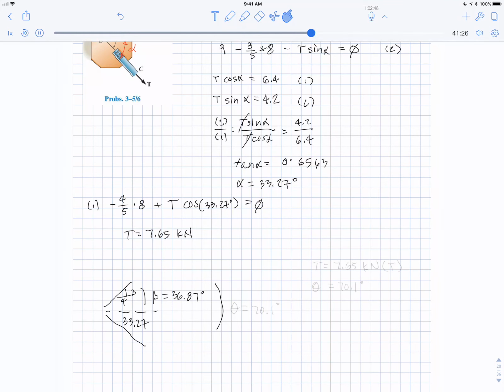So theta is the total of those two, and that equals 70.1 degrees. The final answer is T equals 7.65 kilonewtons, and theta is 70.1 degrees, and that T is in tension.